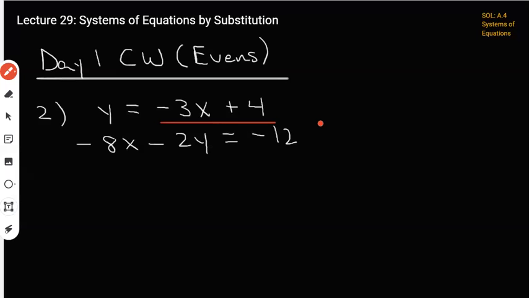So the next thing that I'm going to do is I'm going to draw an arrow from here to the y at the bottom, like that. So we're going to keep everything about the second equation the same, but the y is going to get replaced by the negative 3x plus 4. And I'll show you what that looks like.